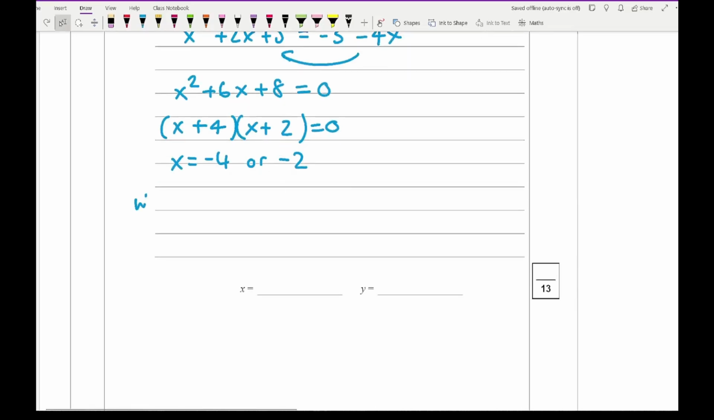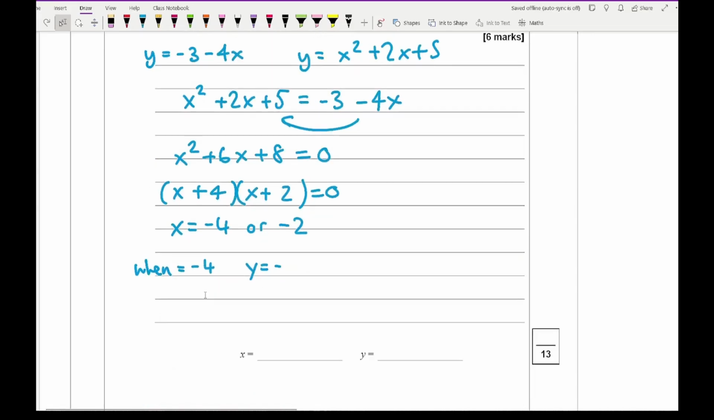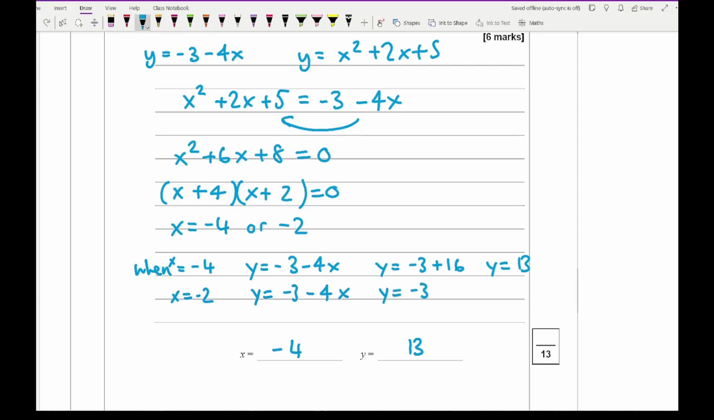Now when x equals minus 4, let's say, y equals, and the formula was minus 3 minus 4x. So then y equals minus 3, and it's going to be positive 16. So y equals 13. So one set of values is going to be minus 4 and 13. Then when x is minus 2, then y equals minus 3 minus 4x. So y equals minus 3. Minus 4 times minus 2 is positive 8. So then that becomes 5. So my second coordinate is minus 2 and 5.